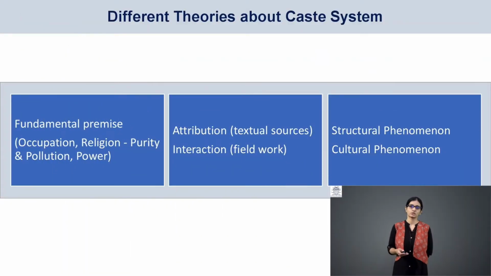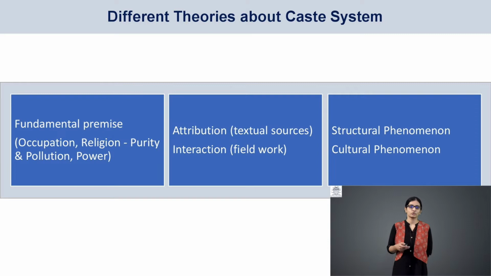There are different theories on caste, and each theory approaches caste differently, and these different theories can be divided into three different sets. The first set of theories are those which look at a specific basic principle or premise to define caste. It could be, for instance, occupation specialization, or it could be a religious principle of purity and pollution, or it could be looking at the power distribution and land ownership. Based on that, classifying castes.